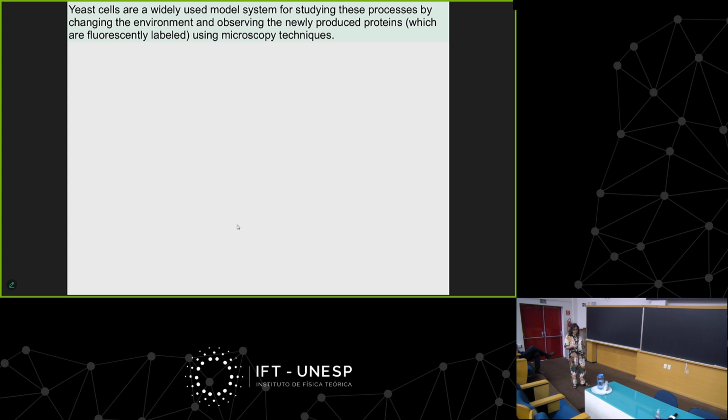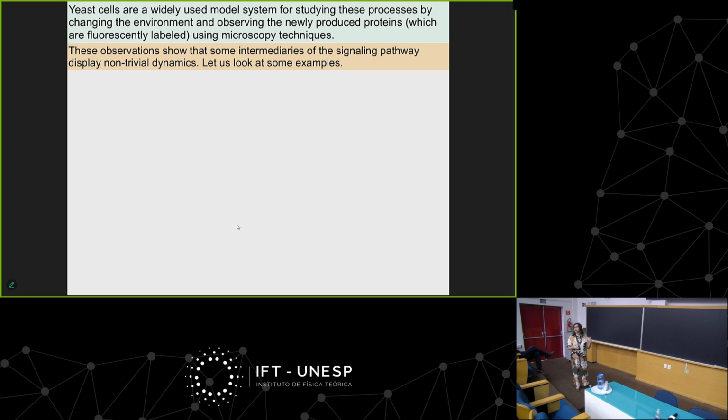Okay, so one cell type in which many of these signaling processes have been studied is yeast cells, basically because they are cheap and they are easy to manipulate. And my colleague Alejandro, with whom we worked, works on yeast. What they do is use different techniques to change the proteins, to add a fluorescent tag somehow. And then you can use microscopy techniques to observe changes in the presence of the proteins.